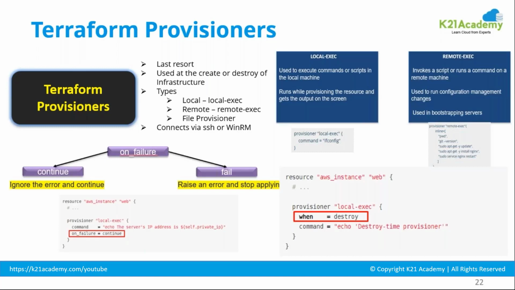Then we also discussed that we can handle failures, because by default, tell me what happens if my provisioner has some error. What happens to my resource? Your resource gets tainted. Tainted means a forceful recreation. So we can handle that error by saying on_failure continue. If you don't want it to be tainted, you can say continue, without tainting it. The default behavior is fail, where it taints your resource. So this is what we discussed about provisioners.